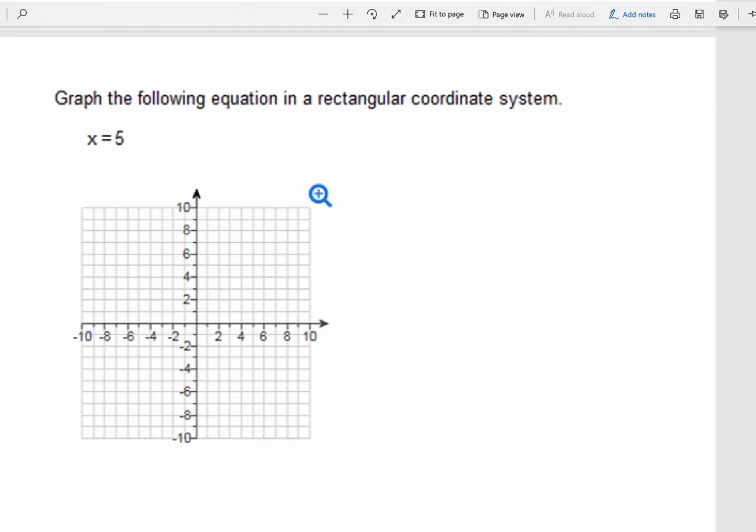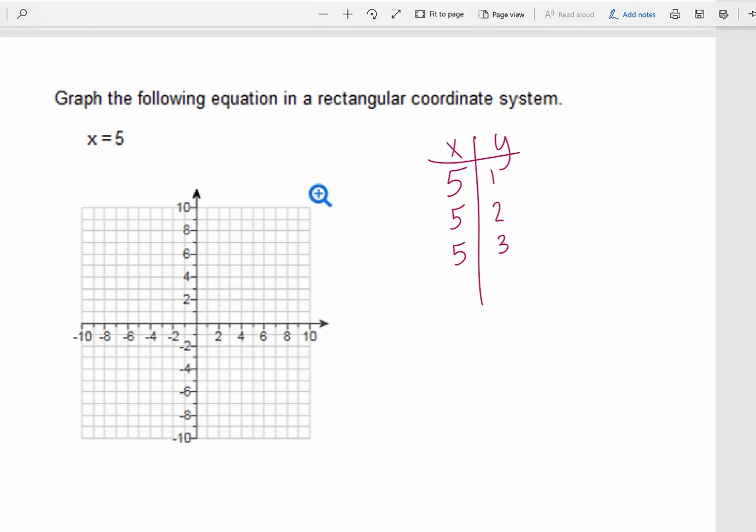On the flip side, when we have an x equals constant form of a line, it will always create a vertical line. So let's look. If I made a table of values, I'd say, okay, the only criteria is x equals 5. So when x equals 5, y can be anything, right? If y is 1, 2, 3, x is 5, 5, 5 all day long. So let's look at that.